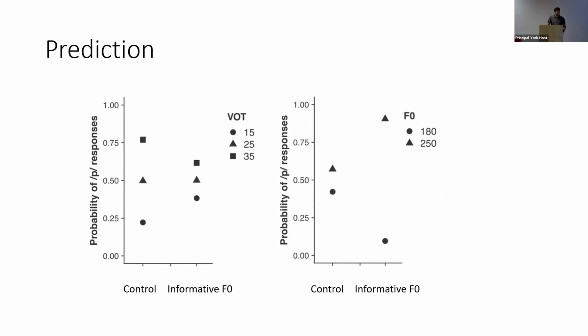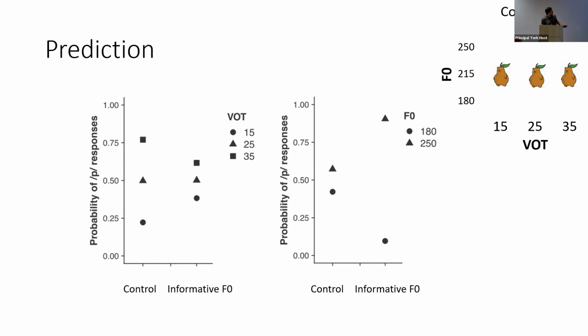So the prediction is kind of like this. On the left, we have the predicted responses for VOT 15, 25, and 35. On the right, you have them for F0, 180 and 250. And you see that there's going to be a decrease in the VOT effect, the difference between these values of VOT, in the informative F0 condition and an increase in the F0 effect. And then in the constant F0 condition, the F0 should not be upweighted because it's randomly paired with voicing, but VOT should be downweighted according to Rescorla-Wagner.